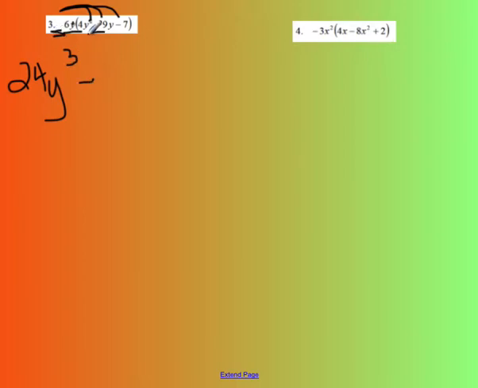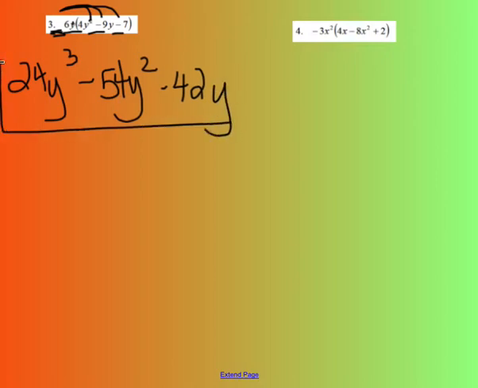So 6 times a negative 9 is a negative 54. And then y times y to the 1st times y to the 1st is y squared. 6 times a negative 7 is a negative 42. And again, you want to make sure you take that y along with it. So that right there is your final answer. Okay, I want you guys to go ahead and try and use the distributive property on number 4.